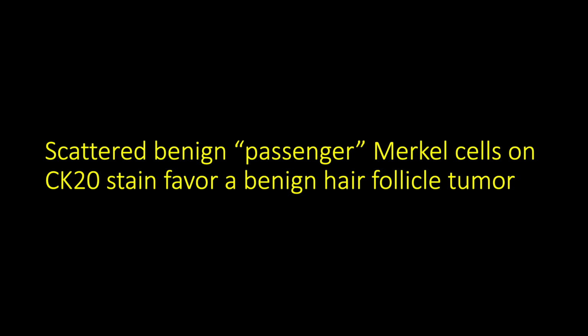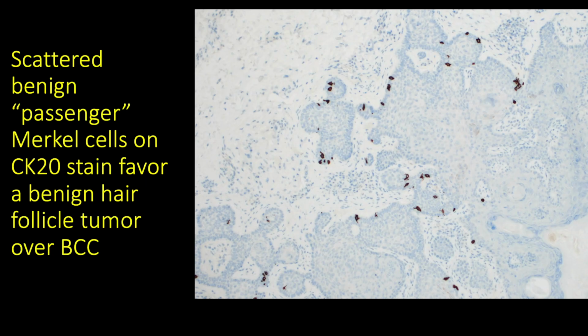And one clue you can use is this, passenger Merkel cells. You can use a CK20 stain, which will show scattered individual cells. You see the whole cytoplasm of these cells is staining, and they're all scattered throughout this benign hair follicle tumor. I think this was actually a trichofolliculoma, if I recall correctly. But you can see this in a variety of different benign hair follicle tumors, and I find it particularly helpful. There are some other stains people have described, none of which I've personally found that useful. But in any case, I do find the CK20 scattered benign passenger Merkel cells in the midst of the basaloid tumor to be a helpful finding to support a benign thing over a basal cell.